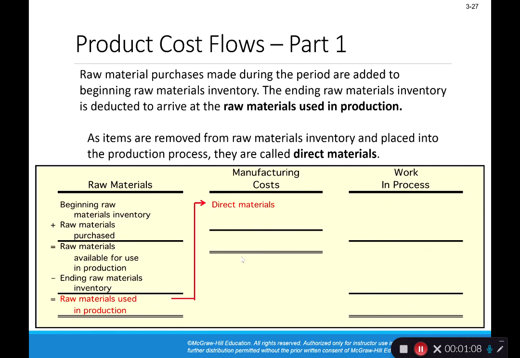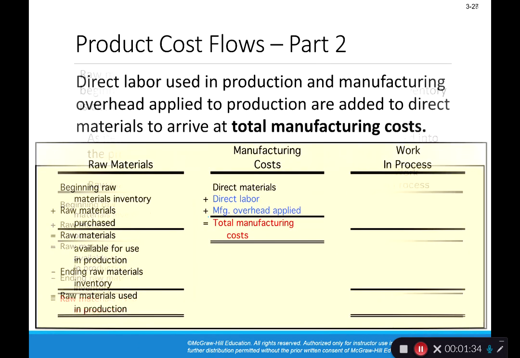This formula should look like something you've learned in 502 for inventory, and it's also common sense. We start with our beginning raw materials, then we add any raw materials we purchased. That gets us our raw materials available. Then we take away ending raw materials, and that tells us our raw materials used in production. The direct material cost moves into manufacturing costs, to which we add labor and overhead to get our total manufacturing costs.